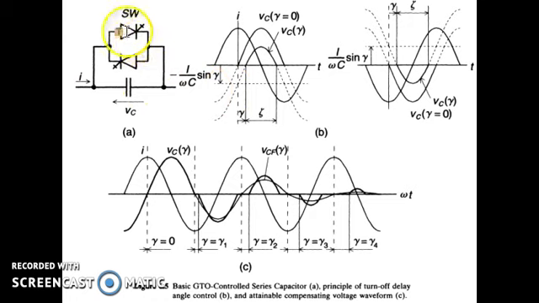Evidently, when these switches are on, the voltage across the capacitor is 0, and when the switches are not conducting, there is a voltage across the capacitor. So by controlling the conduction period of these switches, we can control the voltage across the capacitor, and thus control the current flowing through the transmission line. We'll study this in the following lectures.